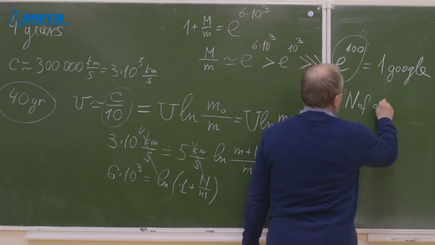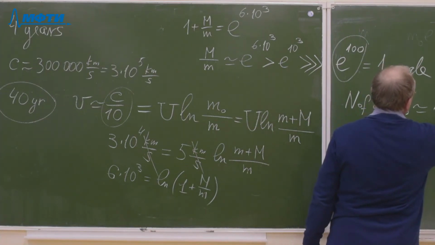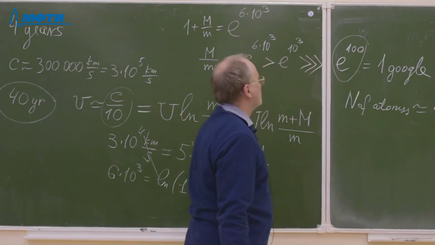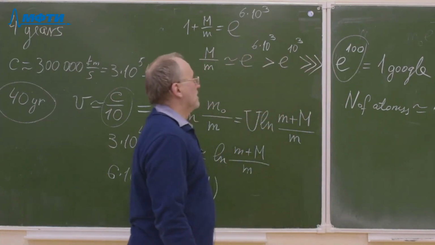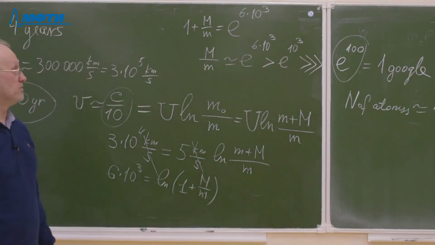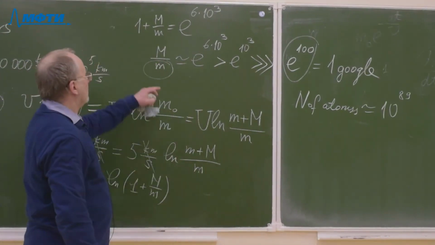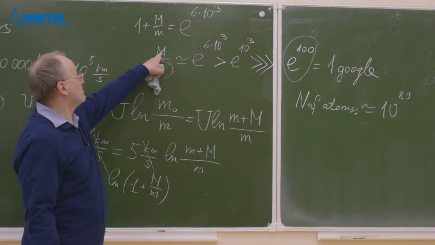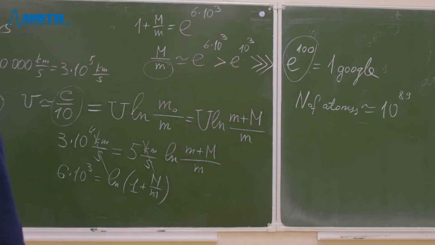The number of atoms in the universe is believed to be approximately 10 to the power of 89, something like that. And 10 to the power of 100 is approximately, even more than the number of atoms in the universe. So if we want to send to the nearest star a space probe having the mass of one atom, just one atom, then the mass of the fuel will be more than the mass of the universe.